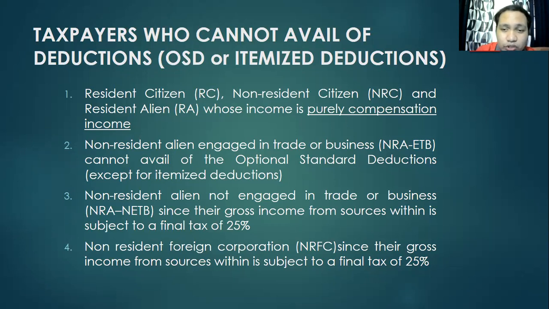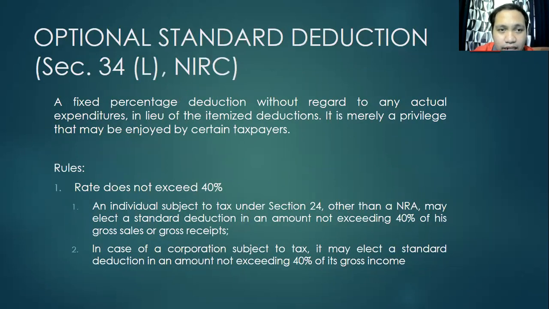Since their gross income from sources within is subject to final tax of 25%. So tandaan, NRA and ETB, in number 3, they cannot claim OSD or itemized deduction. The number 4, non-resident foreign corporation cannot claim either itemized or OSD since their gross income from sources within is subject to a final tax of 25%. So to summarize, later I have a rate here. Okay, so we can proceed now to the discussion on optional standard deduction.